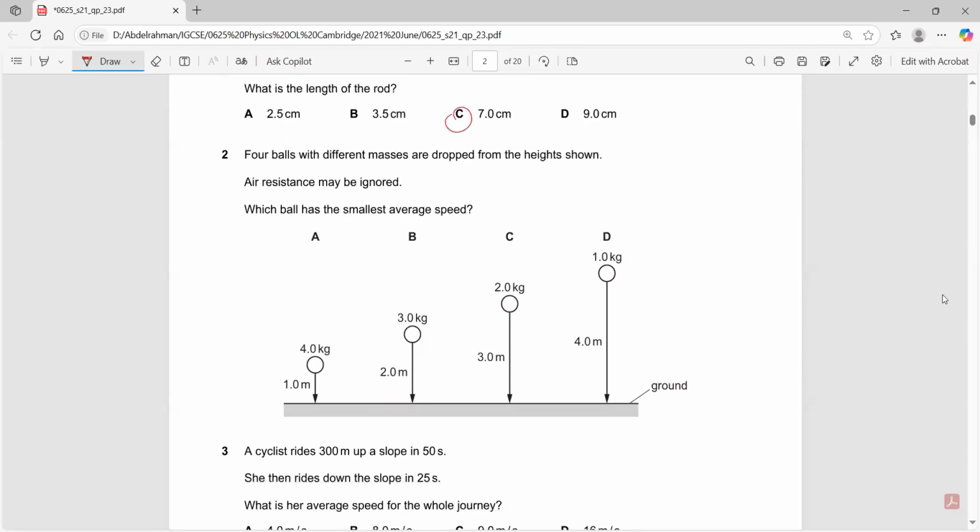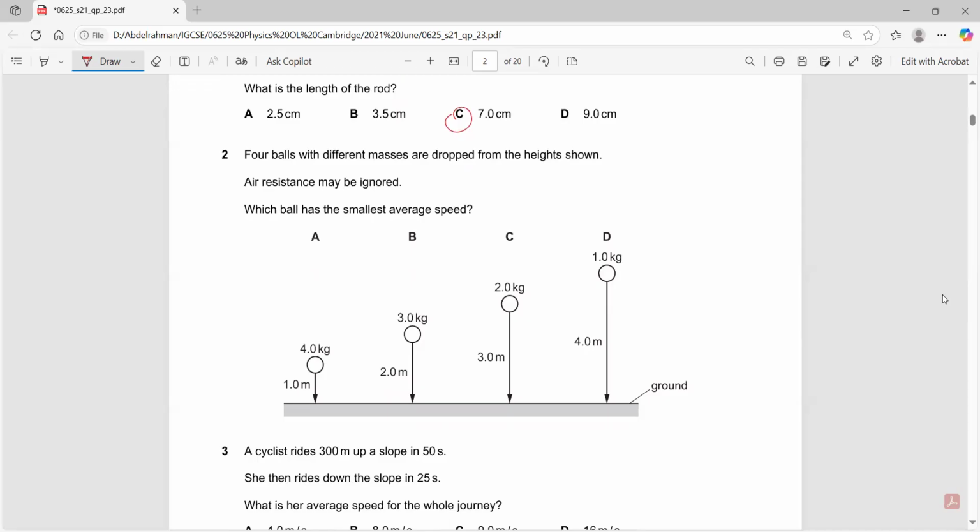4 balls with different masses are dropped from heights shown. Air resistance may be ignored. Which ball has the smallest average speed? The one with the smallest average speed would be the one closest to the ground. The mass has nothing to do with the speed.